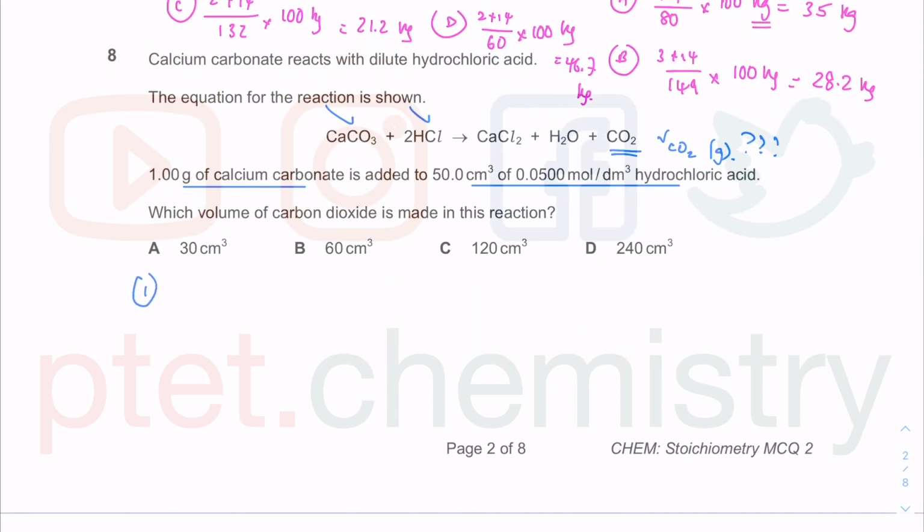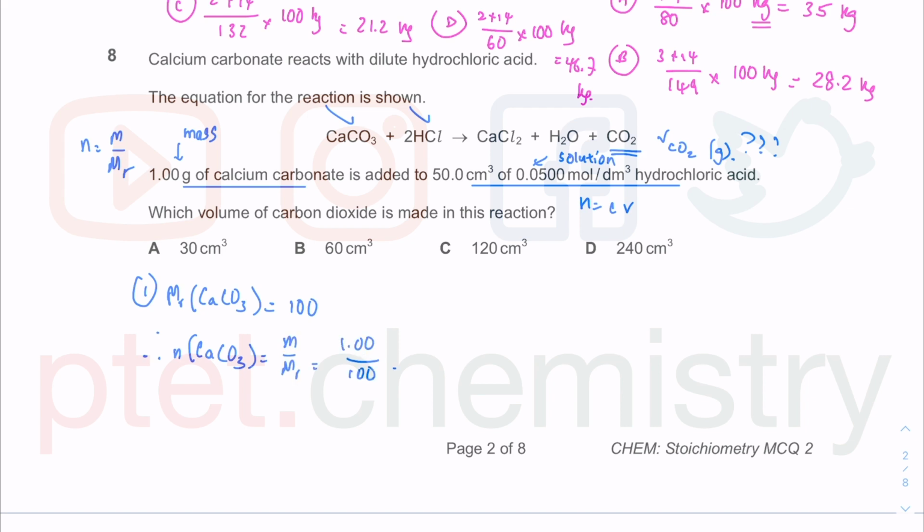So let's try these. These are given as mass, reacting mass. This is reacting concentration as well as volume because it's a solution. n equals CV for solution, n equals mass over Mr for reacting mass. So the Mr of calcium carbonate, straight from the periodic table, 40 plus 12 plus 16 times 3, gives you 100. So the mole of calcium carbonate is mass over the Mr, 1.00 divided by 100. That gives me 0.01 mole.